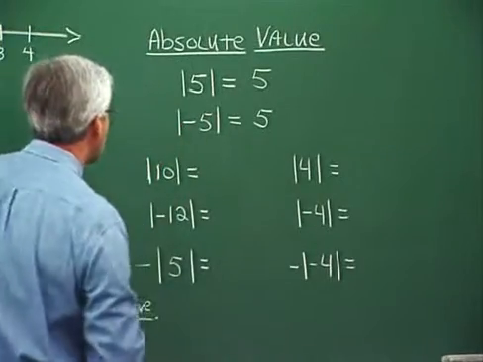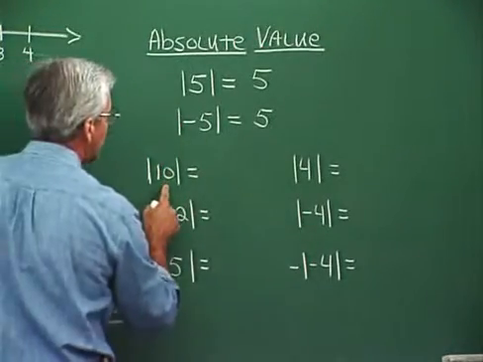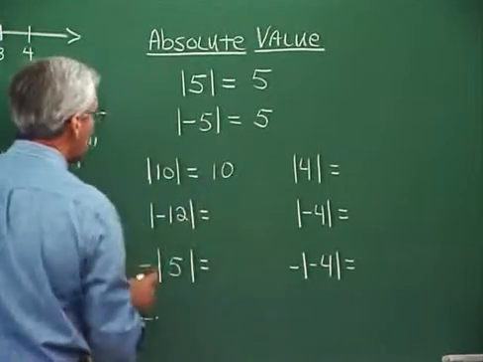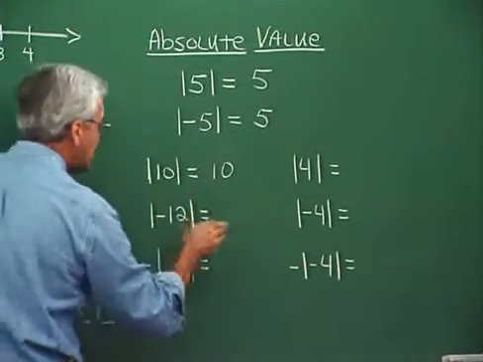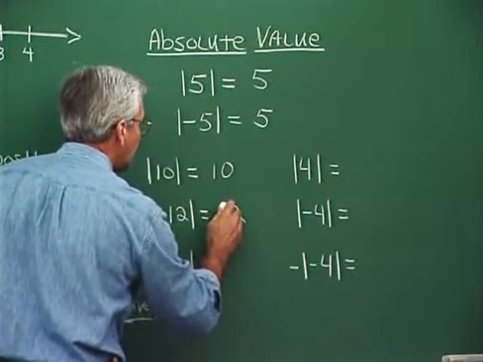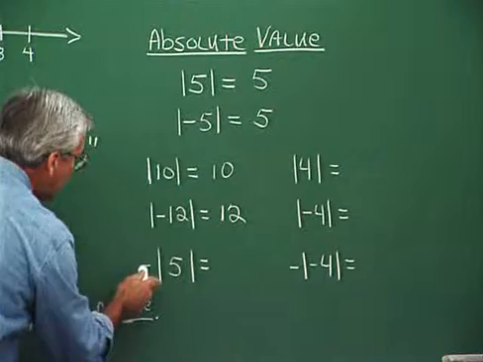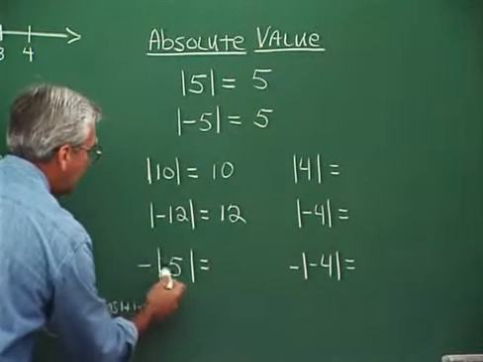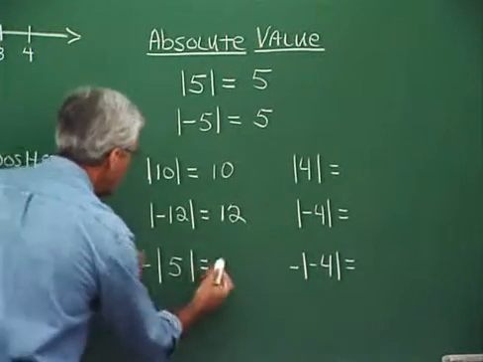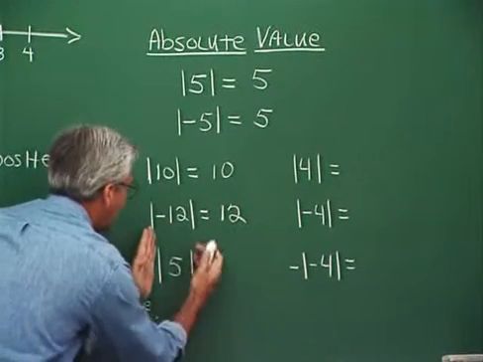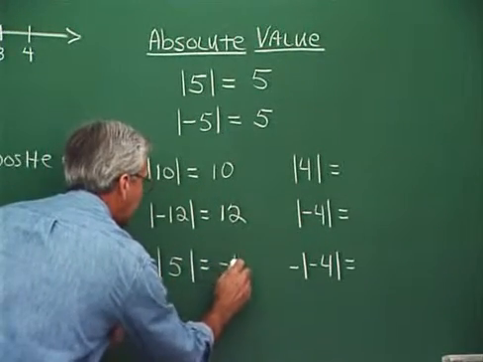Now, consider these situations. The absolute value of 10. 10 is 10 units from 0, so this is 10. The absolute value of negative 12, easy, 12. 12 units from 0. Now, what about the opposite of the absolute value of 5? You see, this part of the problem is 5, but this is the opposite of 5, which would be negative 5.